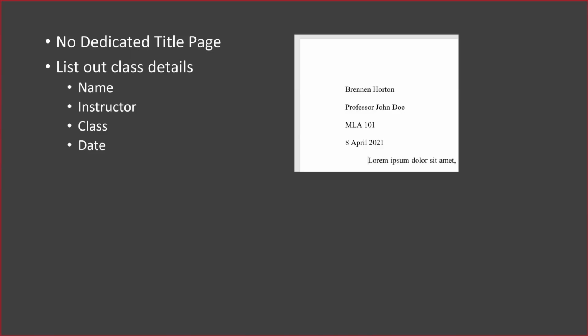So first you'll need your name, you'll need the instructor's name, you'll need your class, such as English 101, and then you'd have your date, or the date that the essay was due on, not necessarily the date that you're writing it. And so here I have an example. I have my name, Professor John Doe, MLA 101, and today's date.